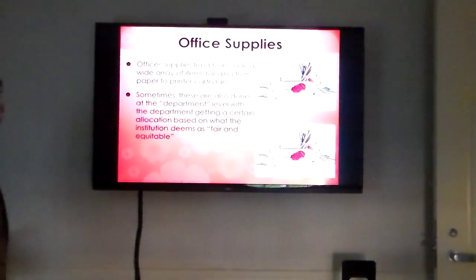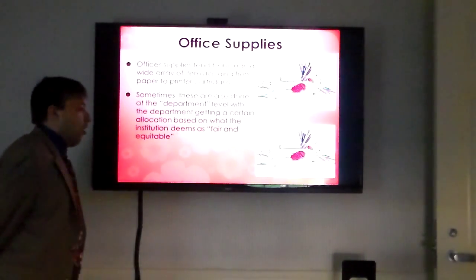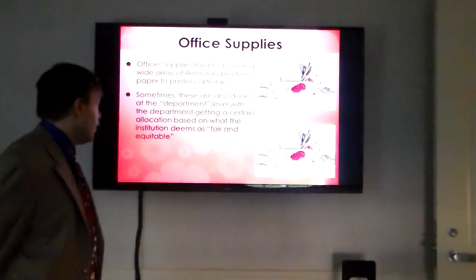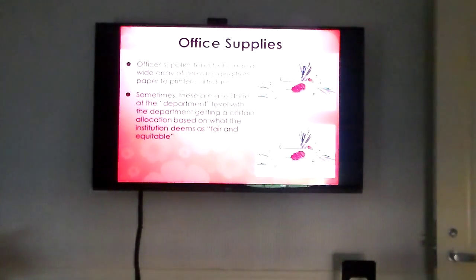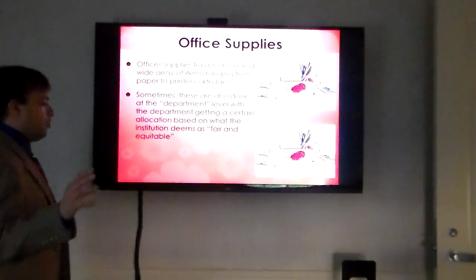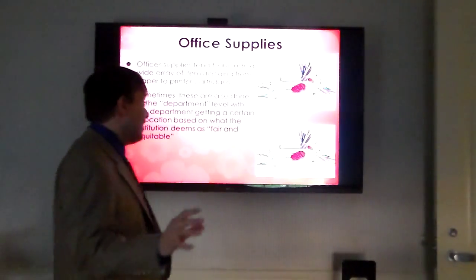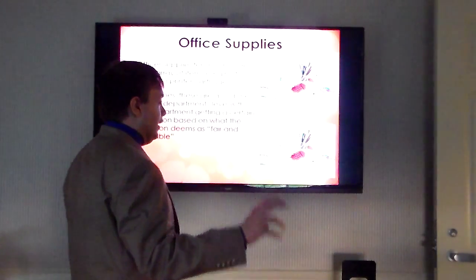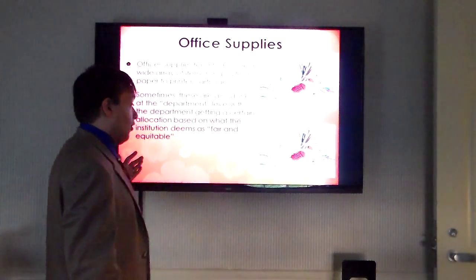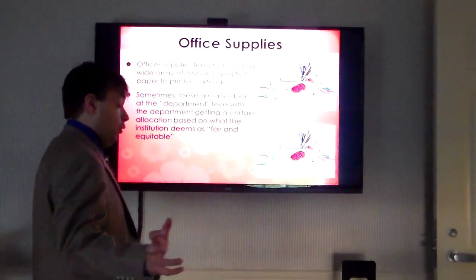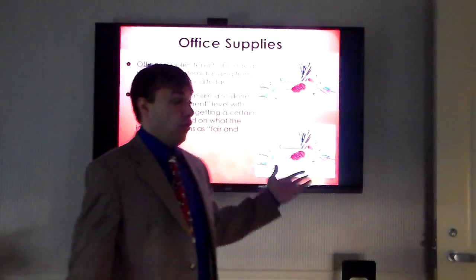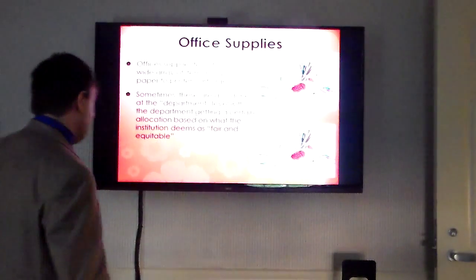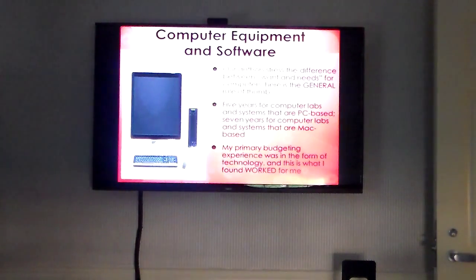So office supplies. These can be things like paper, printer cartridges. I mentioned that sometimes these are done at the department level, where the department gets a certain allocation based on what the institution says is fair and equitable. I think that is equally important as well, because the institution has to have an idea of what fair and equitable looks like based on supplies and equipment. If somebody's going to be printing a lot of their own stuff off, what does that look like, and how much is that going to cost?